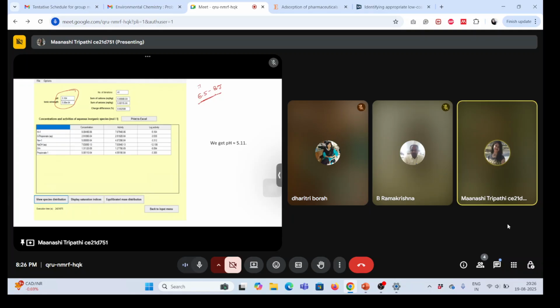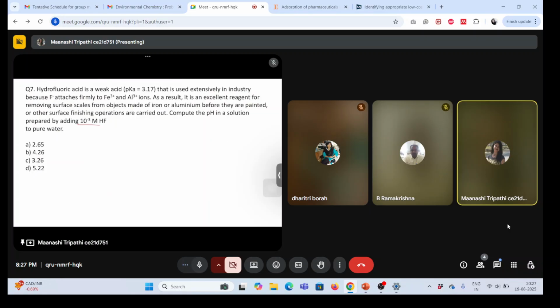Coming to the next example: hydrofluoric acid is a weak acid that is used extensively in industry because fluoride ion attaches firmly to iron and aluminum ion. As a result, it is an excellent reagent for removing surface scales from objects made of iron and aluminum before they are painted or other surface finishing operations are carried out. Compute the pH of the solution prepared by adding 10 raised to power minus 3 molar HF. You know the pK value, we know the total H. So we are adding this much HF in pure water.